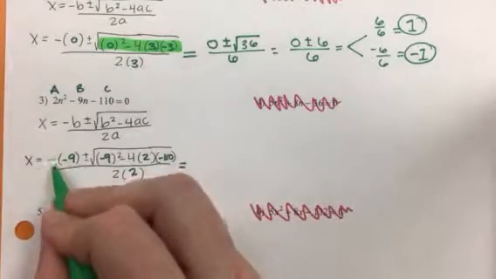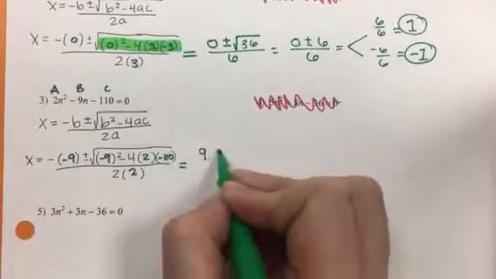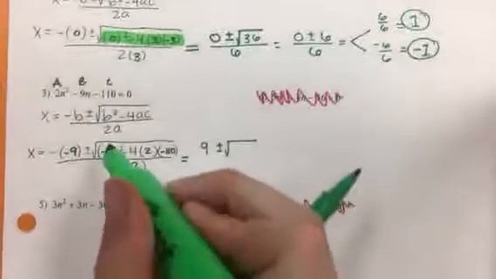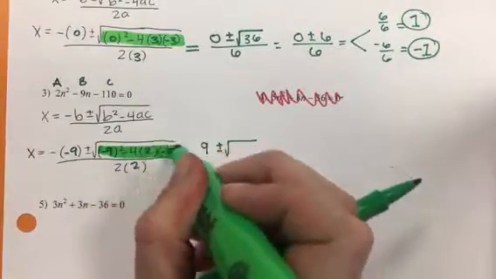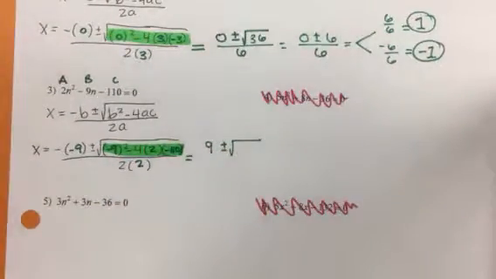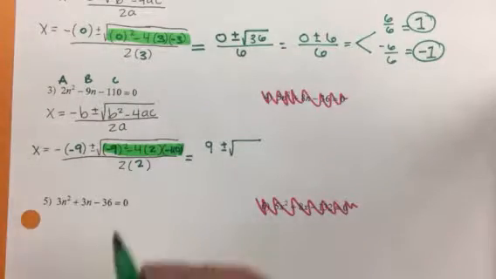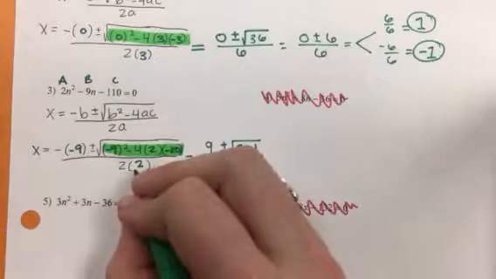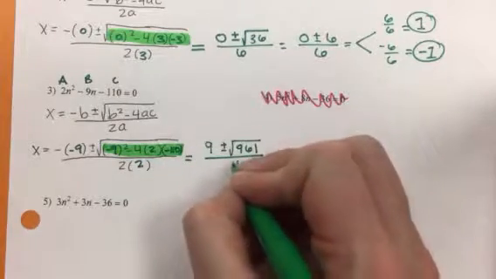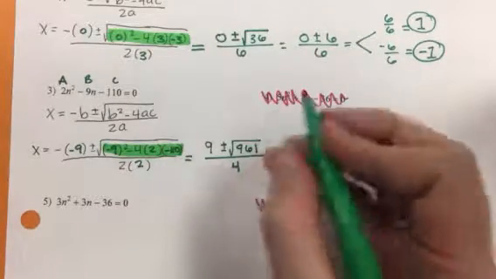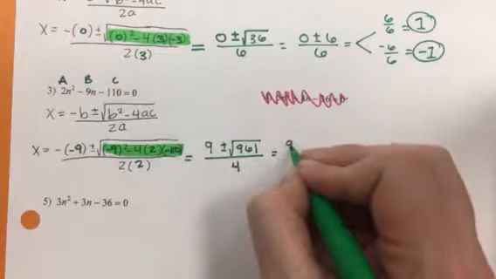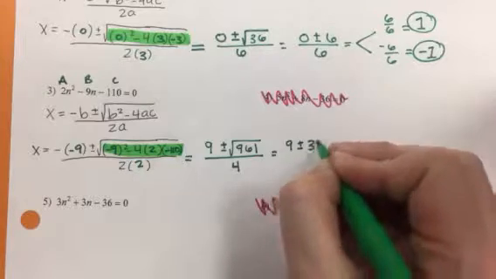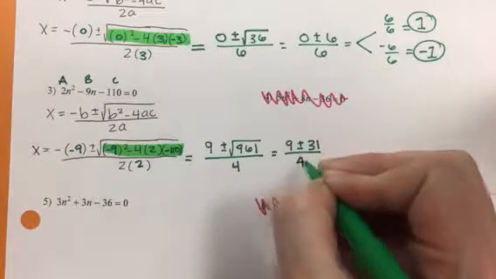We simplify it. Two negatives make a +9, plus or minus the square root of. I enter this inside into my calculator, and we will get 961 over 2 times 2, which is 4. When I simplify that, we get 9 plus or minus the square root of 961, which is 31, over 4.